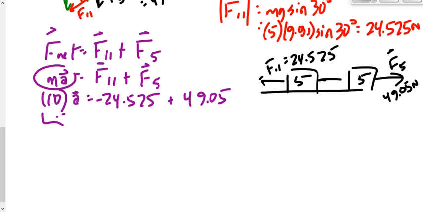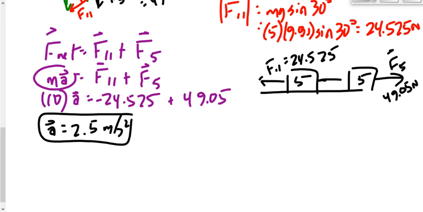So if you think you might get messed up with those signs, which lots of you did on this question, then just redraw it like I have over here in black on the right-hand side. Okay, so now we got 49 minus 24 divided by 10. I think A works out to be 2.45 or 2.5 meters per second squared. Is that right?